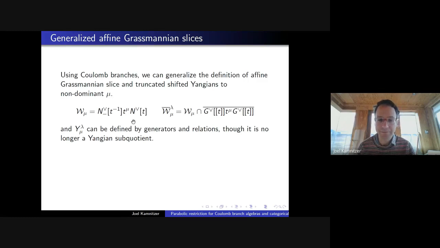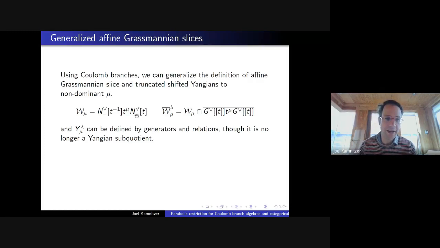And in fact, surprisingly, they have a geometric description too, but I don't think anyone guessed this geometric description exactly before thinking about Coulomb branches. The geometric definition is that it's actually not a subvariety of the affine Grassmannian anymore, but just a subvariety of G check of K. Anyway, the definition is here, and I won't try to explain it because it's not super enlightening.